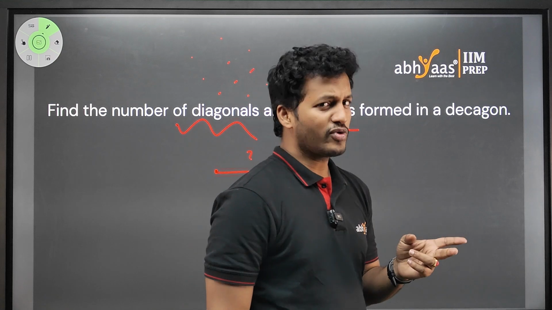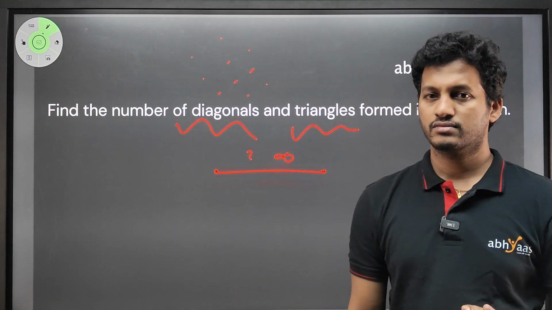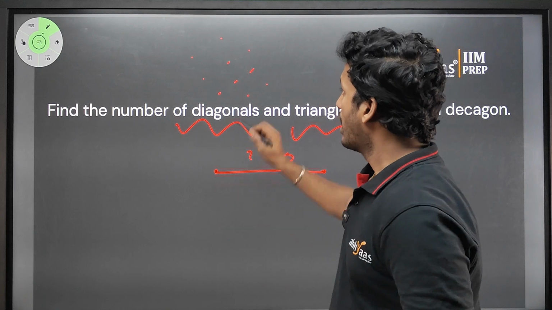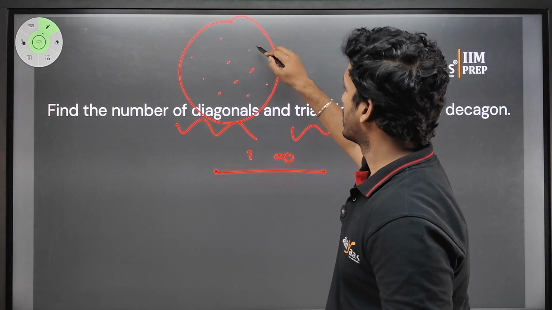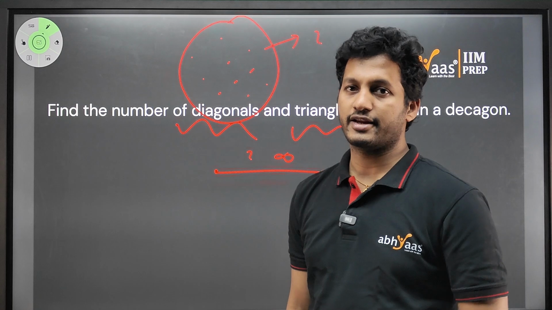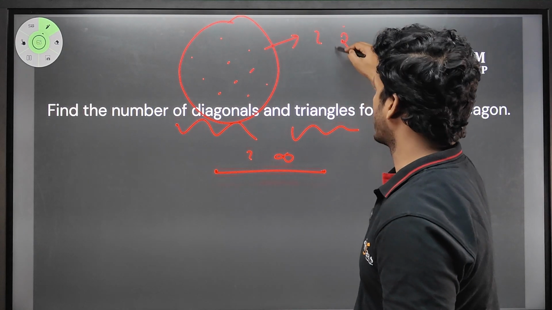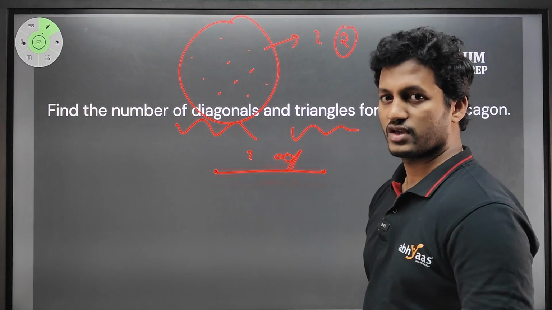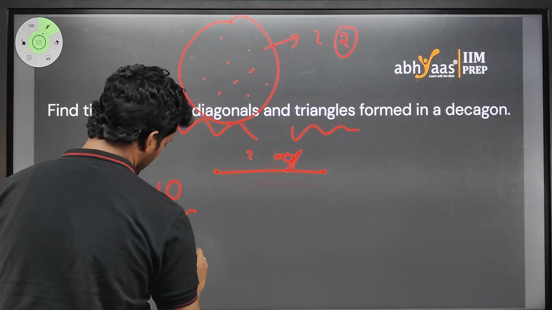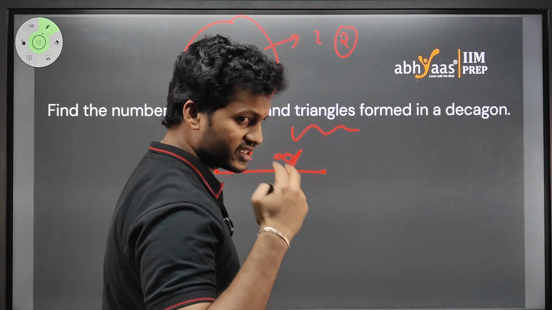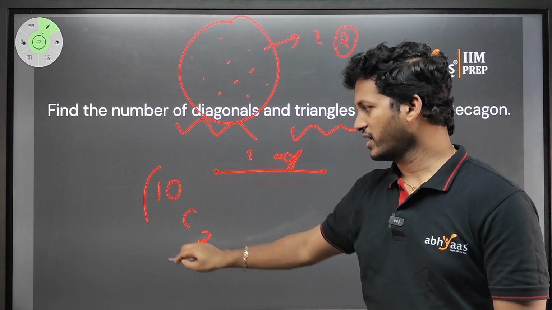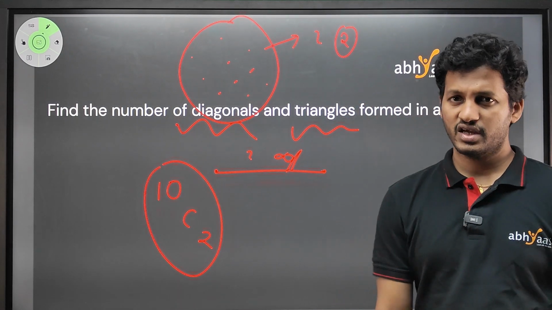So any 2 points can form a straight line? Yes, any 2 points can form a straight line. So out of these 10 points, how many points do I need to form one straight line? I need 2 points, right? That means out of 10, I need 2. I have to select 2 points in any way possible so that I can form a straight line, right?